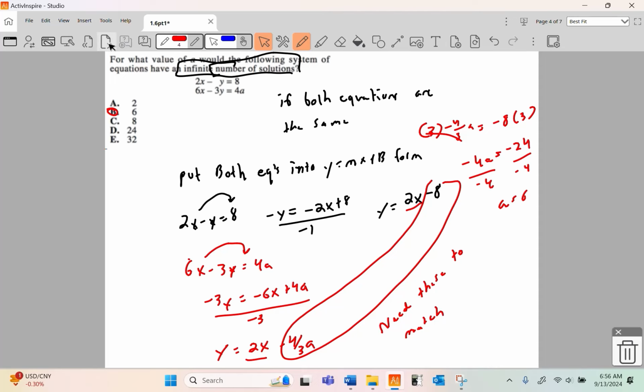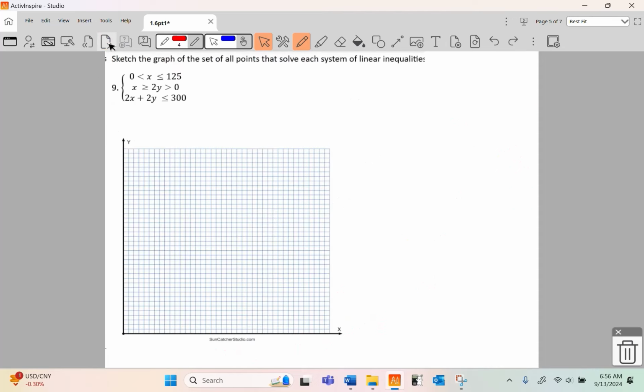It's a mid-level ACT question. Sketch the graph of the set of all points that solve each system of linear inequalities. I don't consider this to be a hard skill, but that's me.